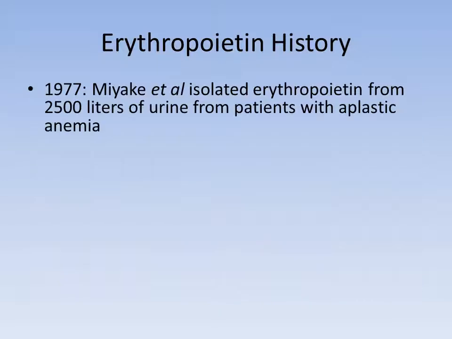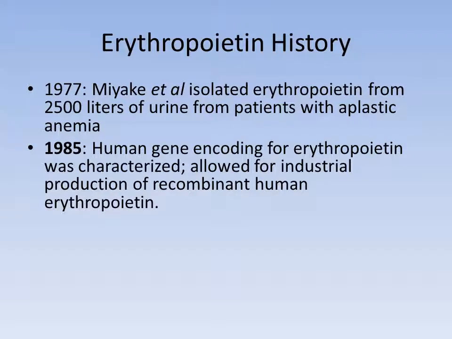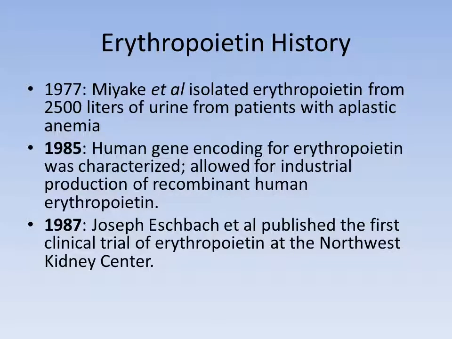But it wasn't until 1977 when a researcher named Miyake was able to isolate erythropoietin from 2,500 liters of urine from patients with a severe form of anemia called aplastic anemia. And this allowed for the subsequent identification of the gene that encodes for erythropoietin and then the production of this compound commercially.